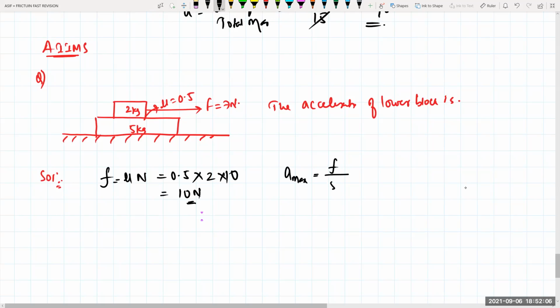Lower block is 5 kg, sir. 5 kg. So that is equal to 10 divided by 5. That will be equal to how much? 2, sir. 2 meters per second squared.